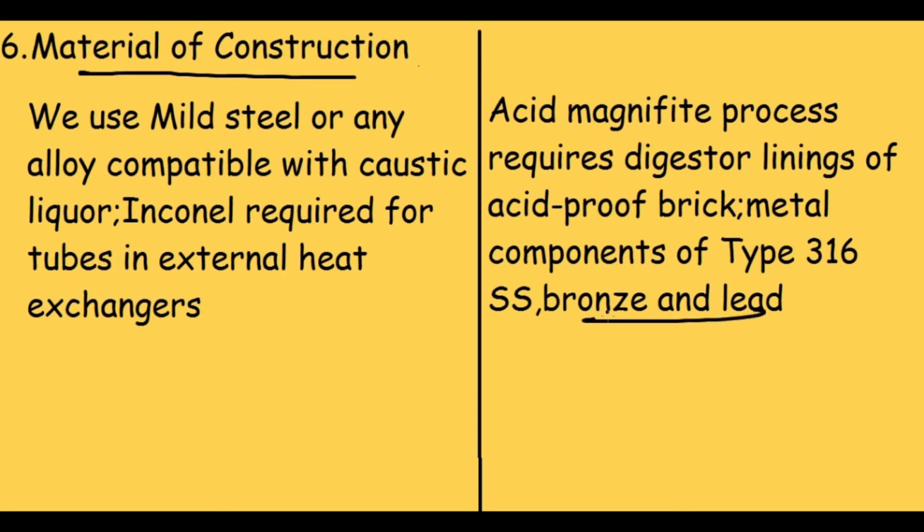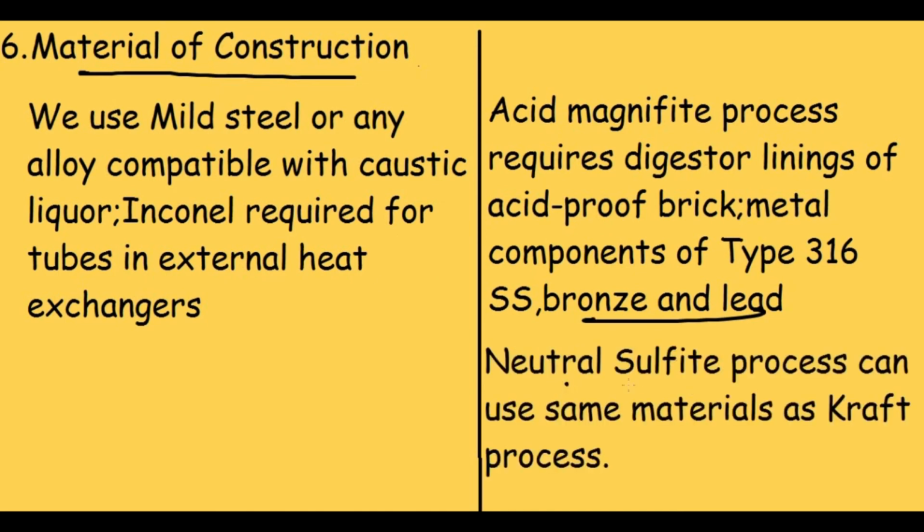Now an interesting thing is that the neutral sulfite process can use the same materials as the Kraft process. So let me write this down: the neutral sulfite process can use the same materials as the Kraft process, that is mild steel and Inconel required for tubes in the external heat exchanger. Now the Kraft process is the one that is used for sulfate pulp making.